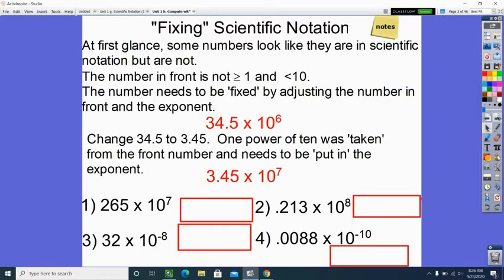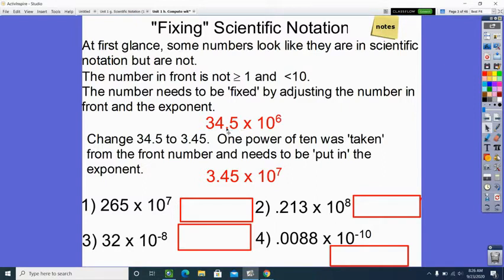So the first thing we're going to actually talk about is fixing scientific notation. Sometimes at first glance, you'll look at a number and you'll say, oh yeah, that's in scientific notation. But on closer inspection, you're like, hey, wait a minute. The number out in front here is bigger than 10. And remember, we were only supposed to have one digit in front of the decimal, and this guy's got two. So even though this looks like it's in scientific notation, we have a problem.